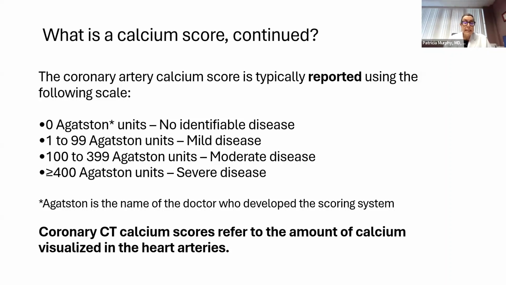A score of 1 to 99 means mild disease, but there is disease visualized. A score of 100 to 399 is moderate disease, and a score greater than or equal to 400 Agatston units is severe disease. So the coronary CT calcium score refers to the amount of calcium visualized in the heart arteries. And my line is, it's a test you'd like to get a 0 on, because a score of 0, as we will learn, has a good prognostic connotation.